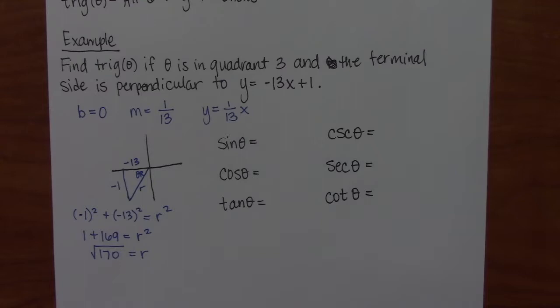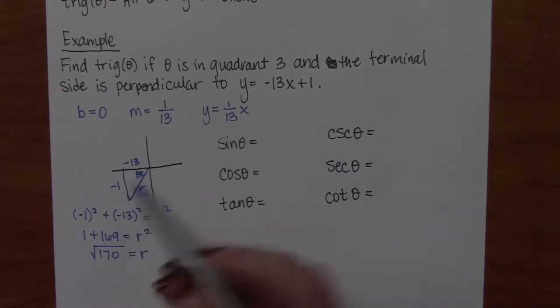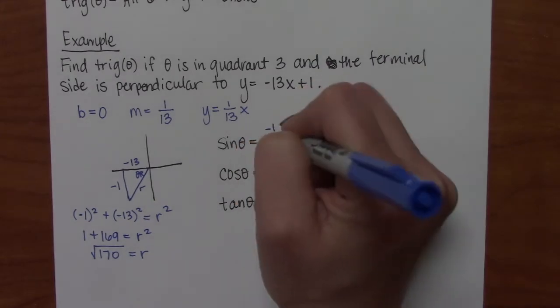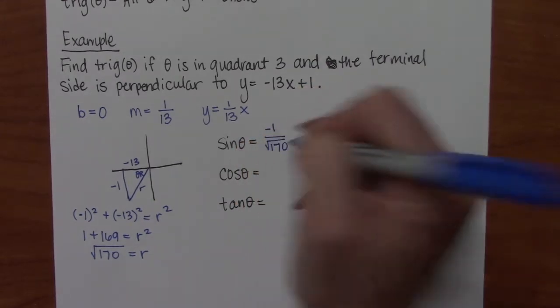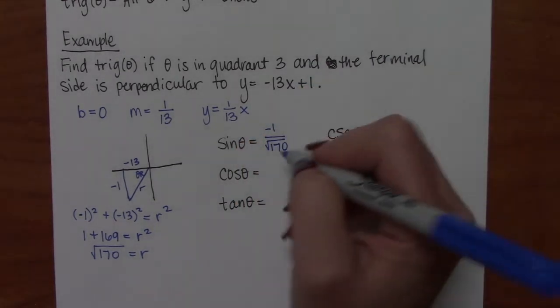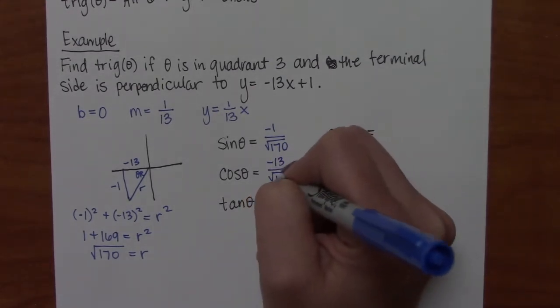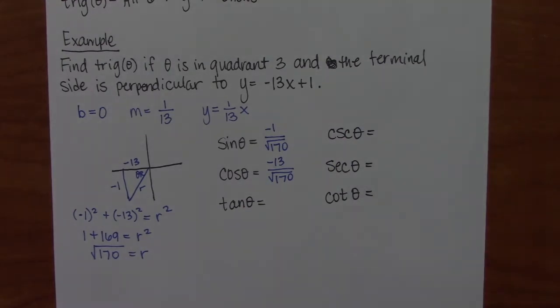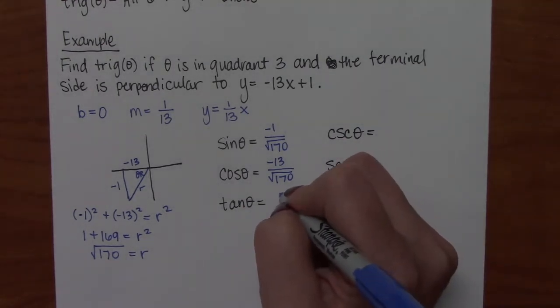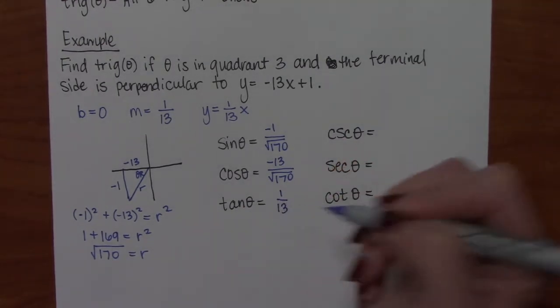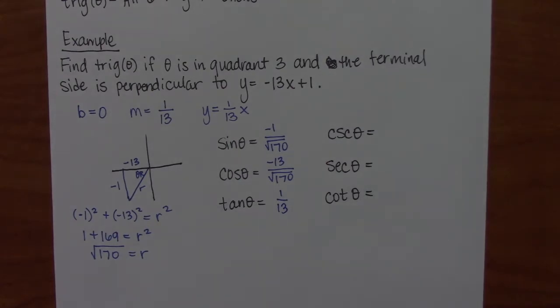So for the first 3, right, we just used SOHCAHTOA to figure this out. So sine is opposite over hypotenuse. So it's negative 1 over square root of 170. Cosine is adjacent over hypotenuse. Tangent is opposite over adjacent, but negative 1 over negative 13 is just 1/13.